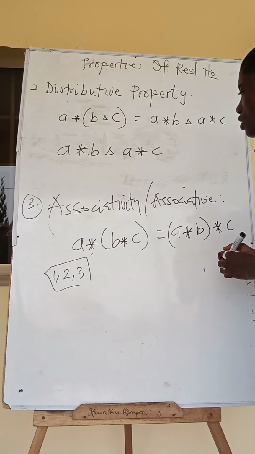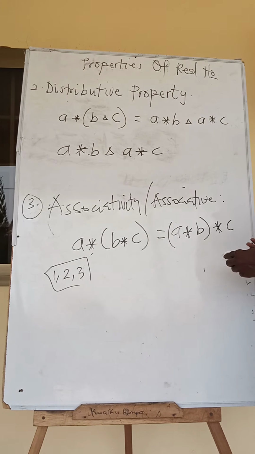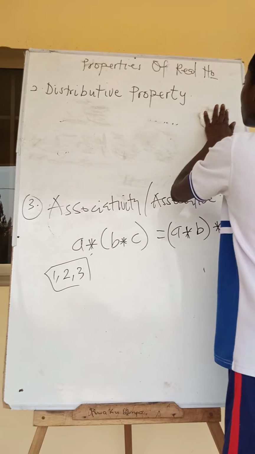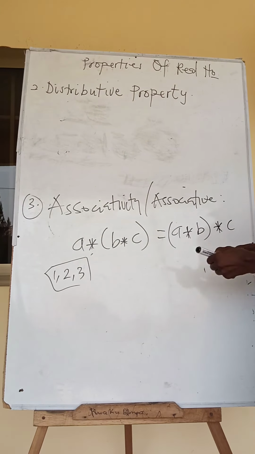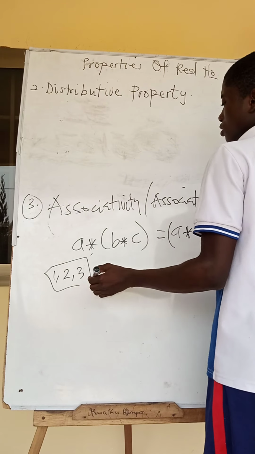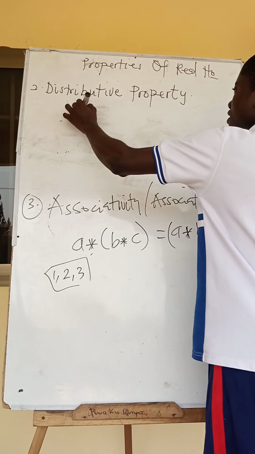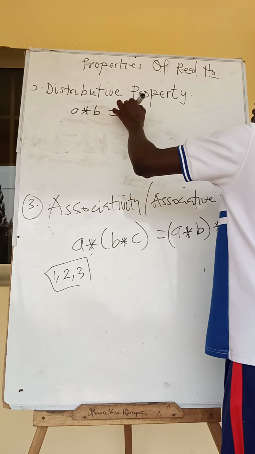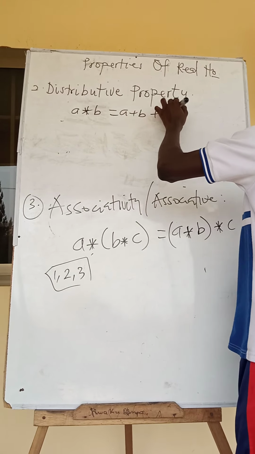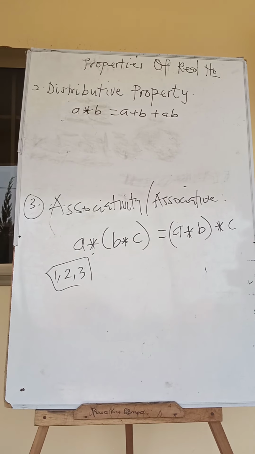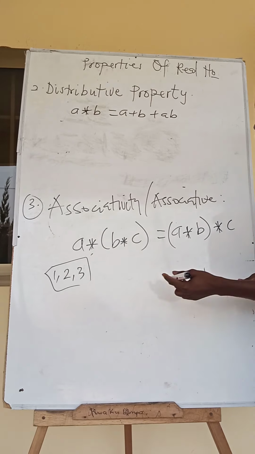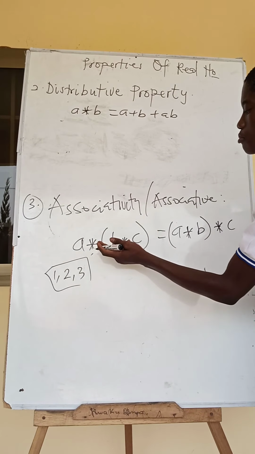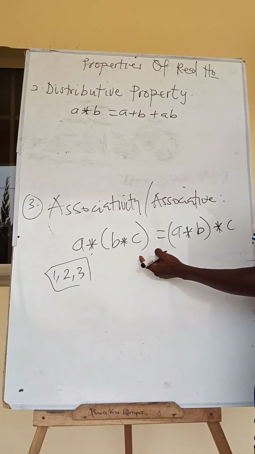Good. So let's take a question. The question is, determine whether this star, A star B equals A plus B plus AB, is associative or not. So we are using 1, 2, 3 because we have A, B, and C. So let's take the first one.